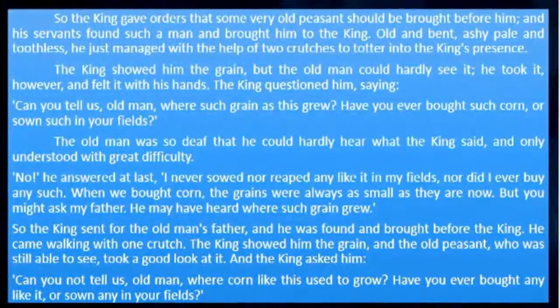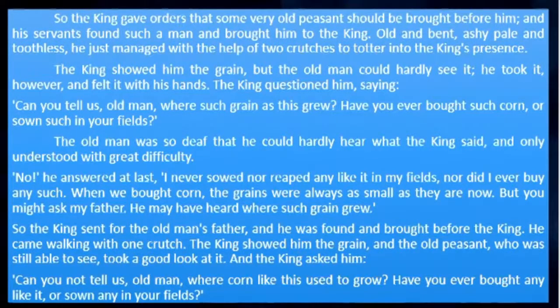So the king gave orders that some very old peasants should be brought before him, and his servants found such a man and brought him to the king. Old and bent, ashy pale and toothless, he managed, with the help of 2 crutches, to totter into the king's presence. The king showed him the grain, but the old man could hardly see it. He took it, however, and felt it with his hands.